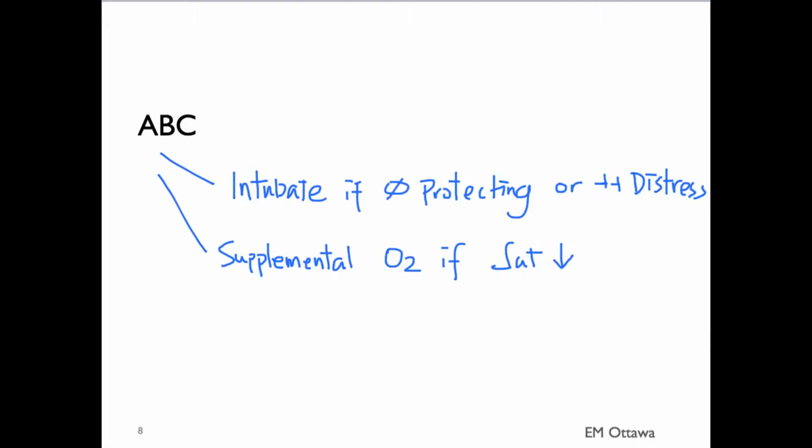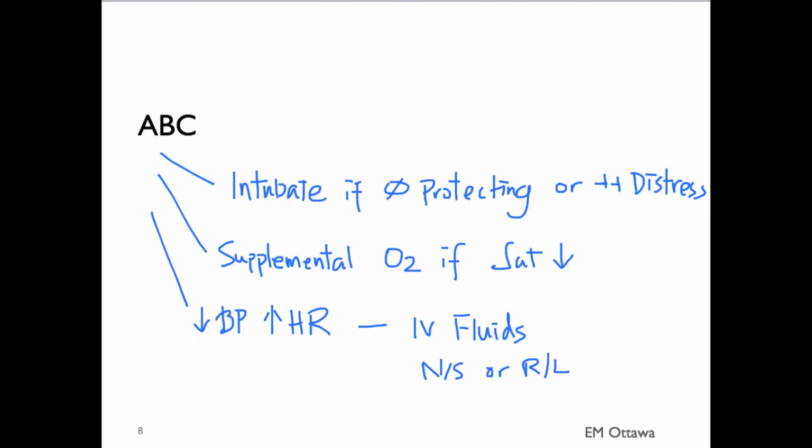What about for circulation? What if the patient is hypotensive or tachycardic? We need to give them IV fluids. Crystalloids such as normal saline and Ringer's lactate are both good choices. Once the patient is more stabilized, we can move on to more specific therapy, in this case, antibiotics.